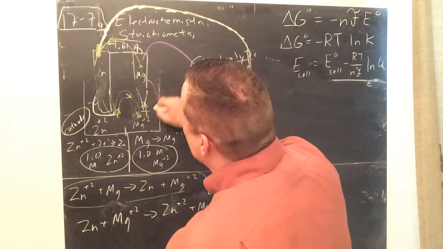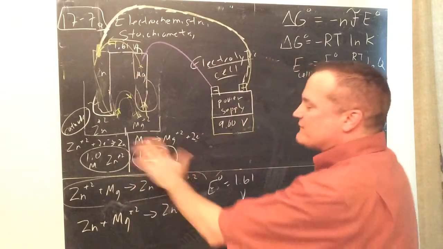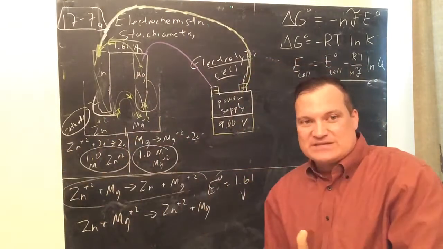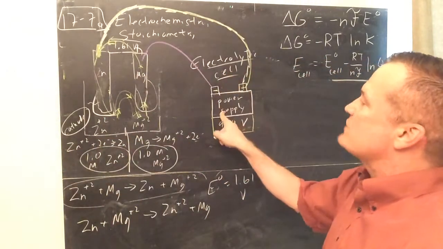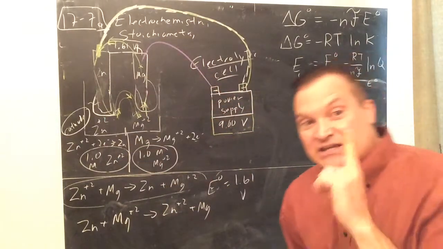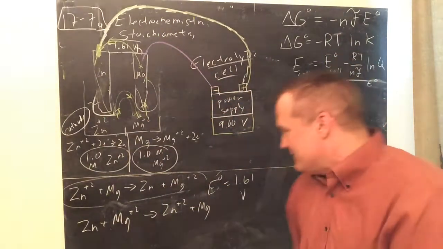Now the mass of magnesium will get larger, and that will get smaller. So everything will be exactly opposite of what we said if you have a power supply forcing the non-spontaneous reaction. That's a good way to look at it.